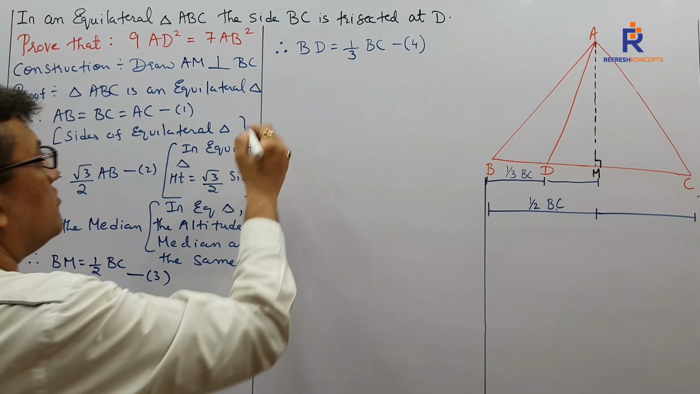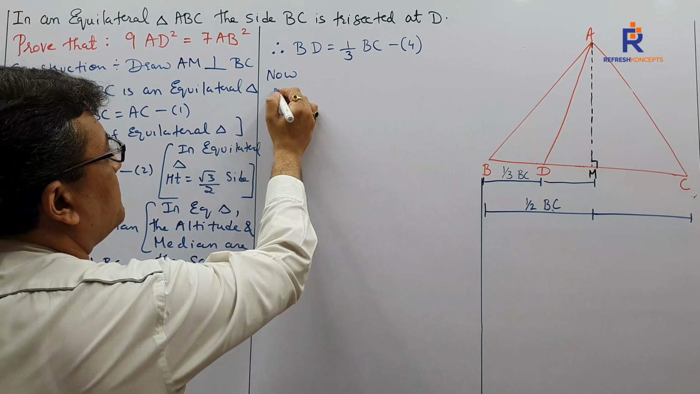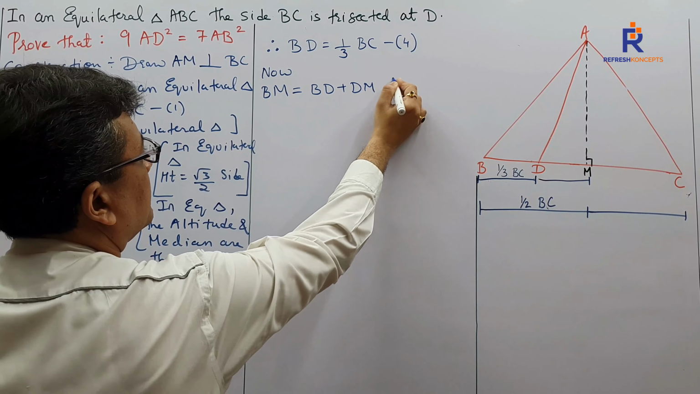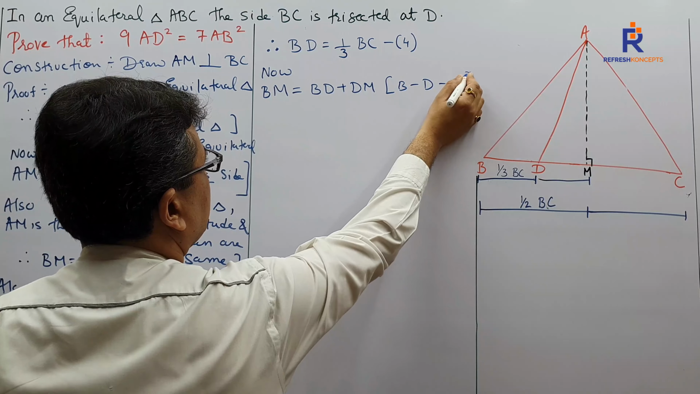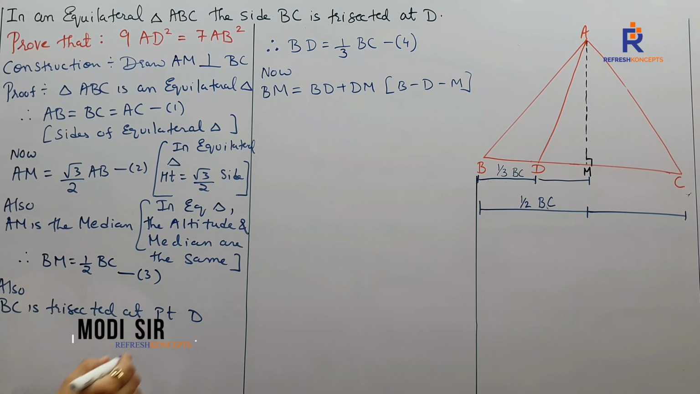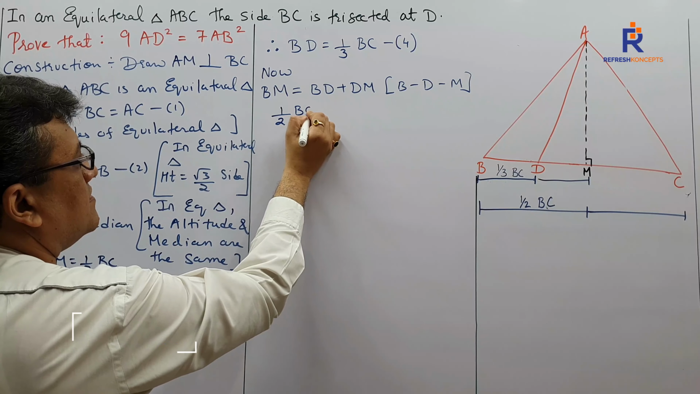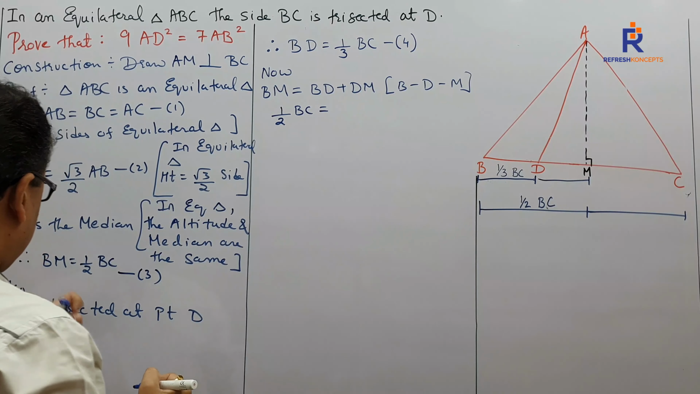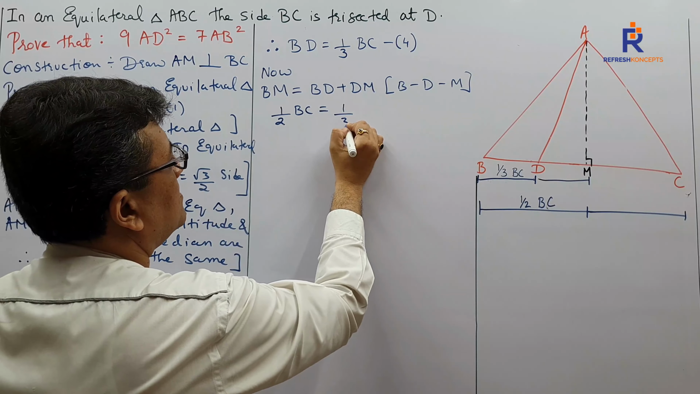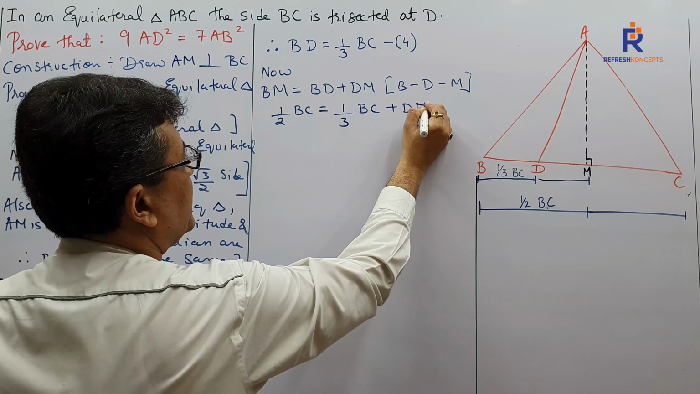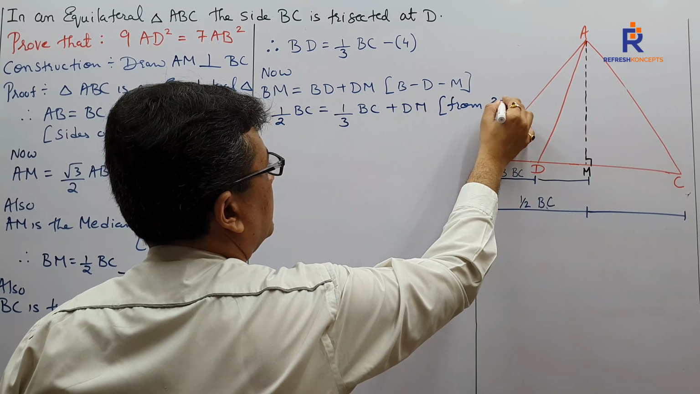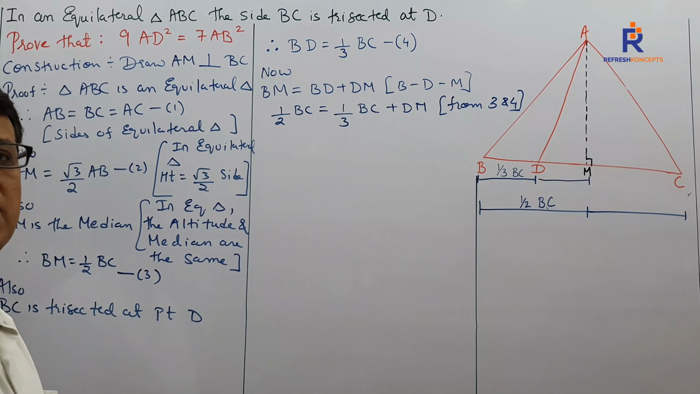What next? Now, what is BM comprised of? BM comprises BD plus DM, by collinearity of B, D, M. What is BM? BM is half BC. How about BD? BD is 1/3 BC. So BM equals BD plus DM, that is half BC equals 1/3 BC plus DM. From where did I get these values? From equation 3 and equation 4.